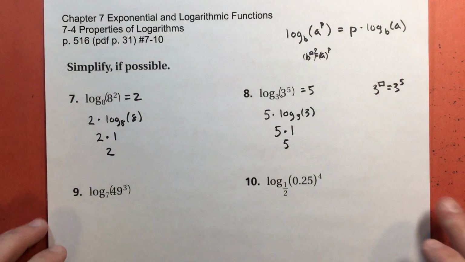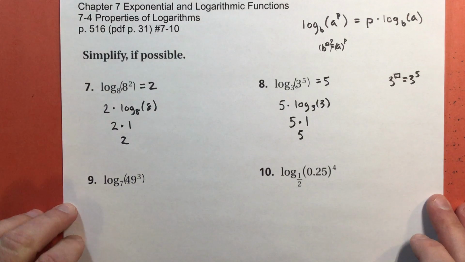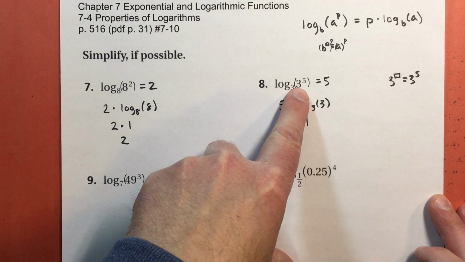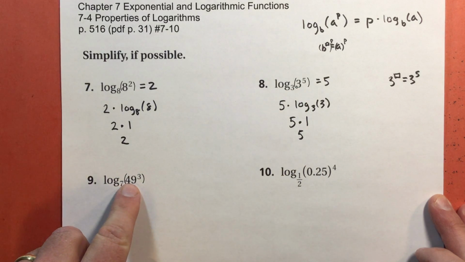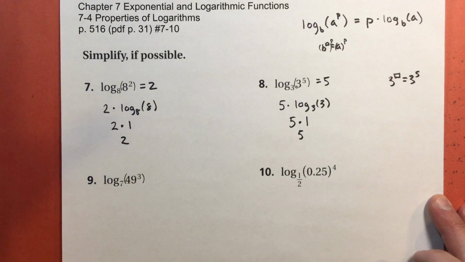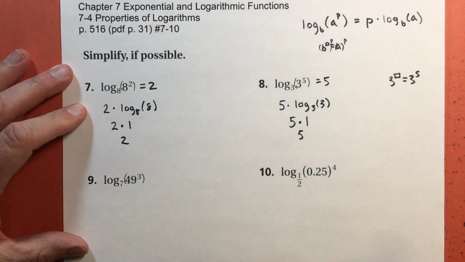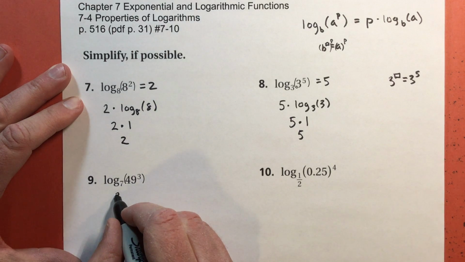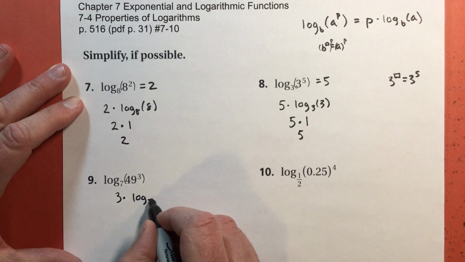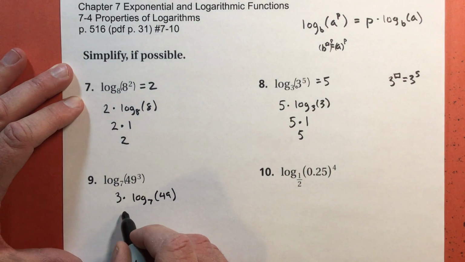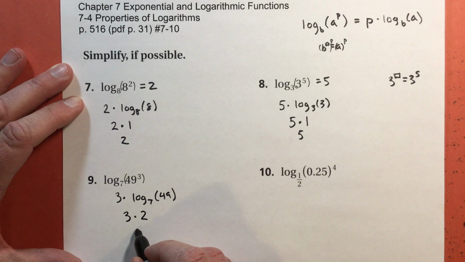Okay, now for problem number 9, it's going to be a little tricky. Like here I had base 8 in the exponent, base 3 in my logarithm, base 3 in my exponent. Here I have base 7, and I have 49 in my logarithm as the base of my exponent of my logarithm. Okay, but you know 49 is a power of 7, so we still should be able to do this. Let's see what we got. So I'm going to take the 3, and I'm going to multiply it times log base 7 of just 49. Now I know that 7 to the 2nd power equals 49. So this is 3 times 2, which equals 6.